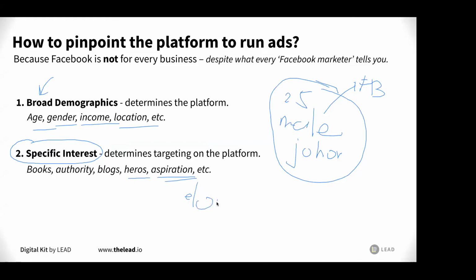So where does someone who likes Elon Musk, he likes business, he's 25 years old, he's male, he's in Johor, where does he go to for content online? Maybe he reads entrepreneur.com. That's something that we can actually look at, right? So if we know our target audience reads something like entrepreneur.com, we can actually go to entrepreneur.com and say, hey, I want to run an ad targeting this person on your platform, right? That's something we can think about.